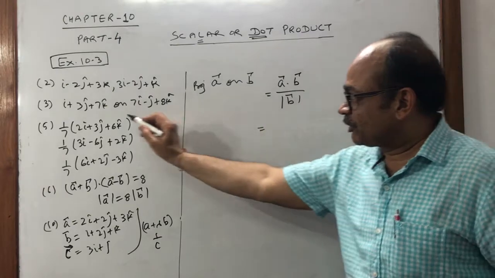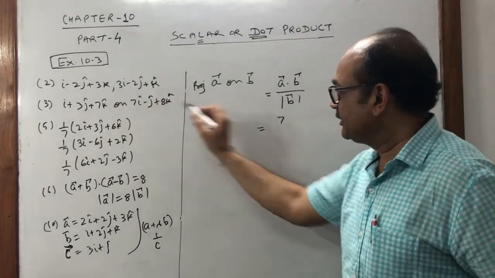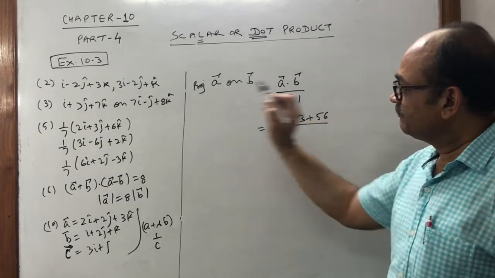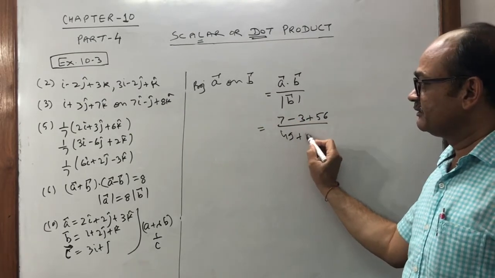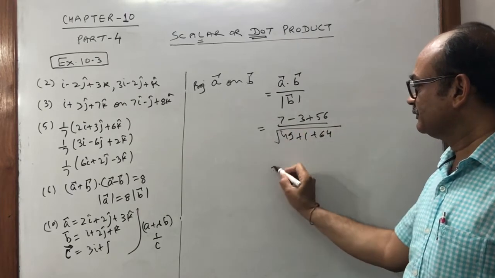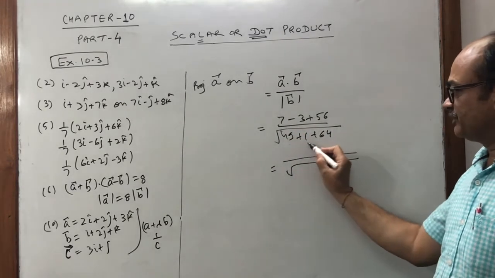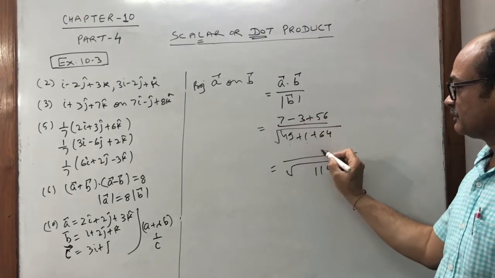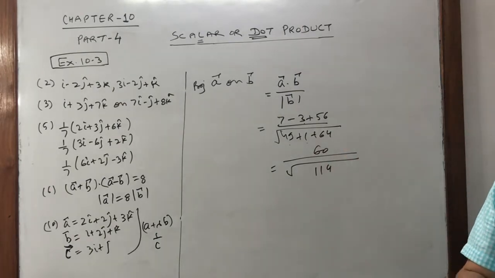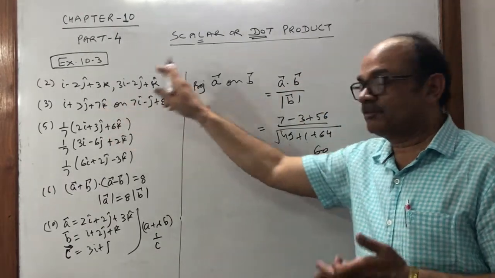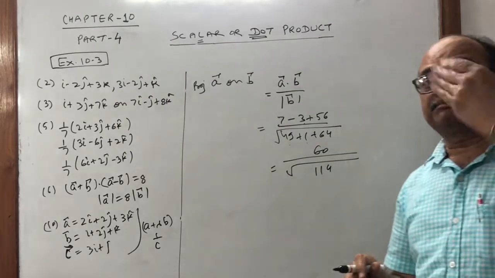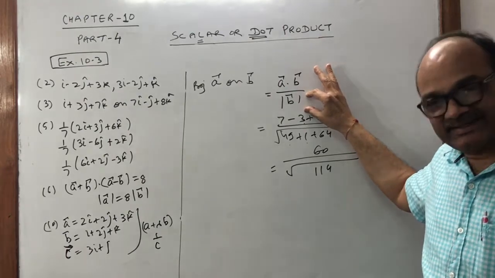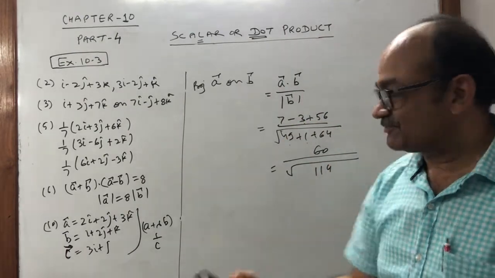So again we want A dot B. 1 into 7, 3 into 1, 7 into 8, divided by the magnitude of B. 49, 1, 64. Total is 114, and the numerator is 4. So that is the projection of vector A on B. Suppose it is reversed, B on A, then what is the change? The numerator remains the same, but here the magnitude of A comes in the denominator.